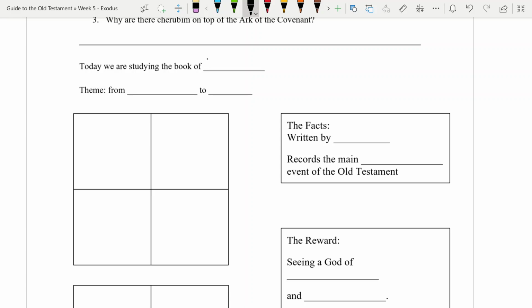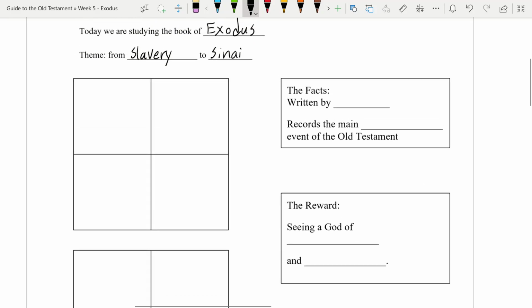So today we're studying the book of Exodus, as I just said. And as we've been reviewing over our weeks, the theme of Exodus is from slavery to Sinai. So from slavery to Sinai is our theme. Again, today we'll do the facts, the shape, and the reward.